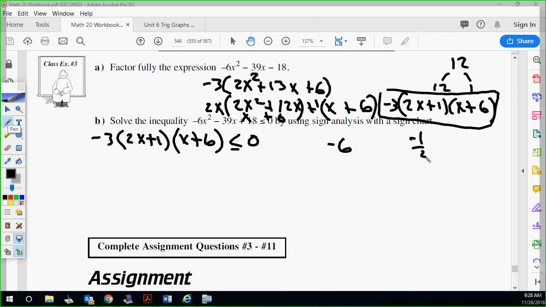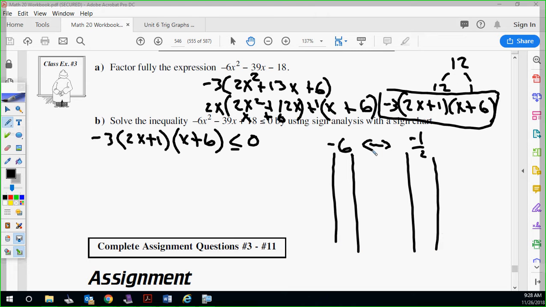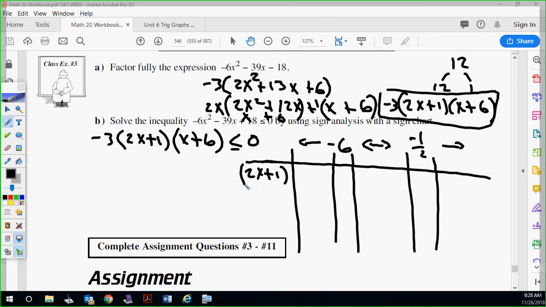Okay, that's how you build it. Now here's the thing you got to do with this one. You need to have your factors, so 2x plus 1 and x plus 6. But you also have to account for a negative 3, because that's going to change the sign, isn't it? So we have to account for the negative 3.